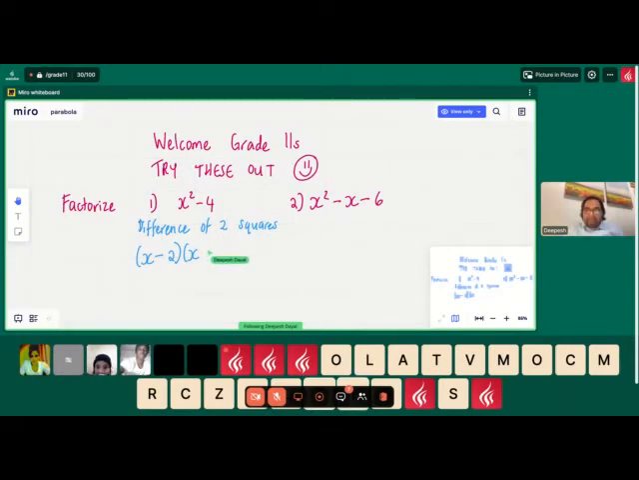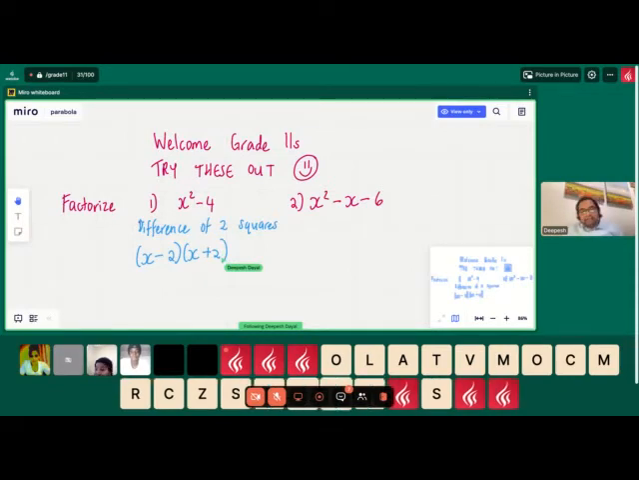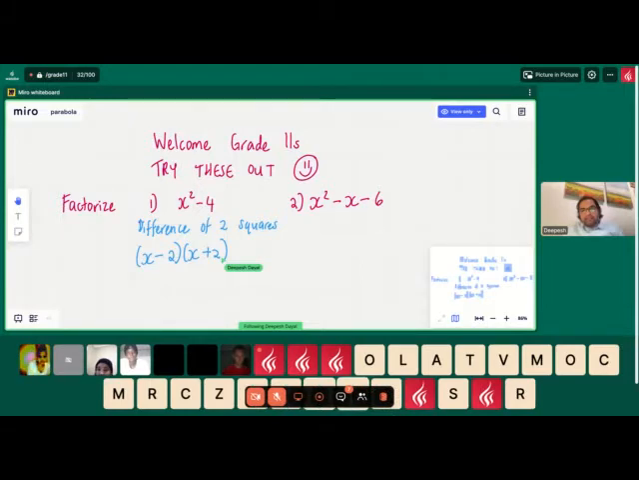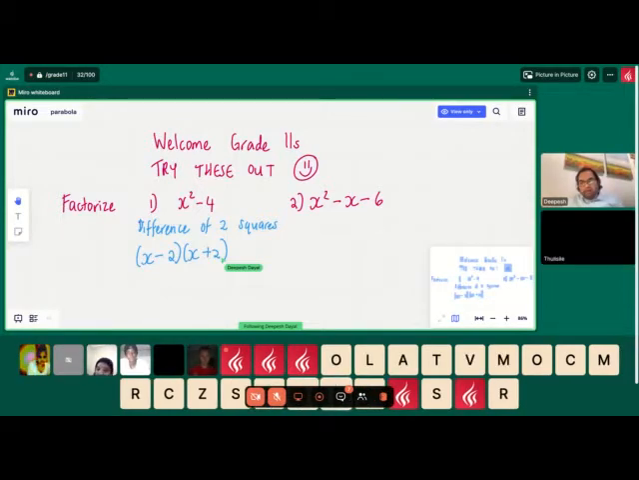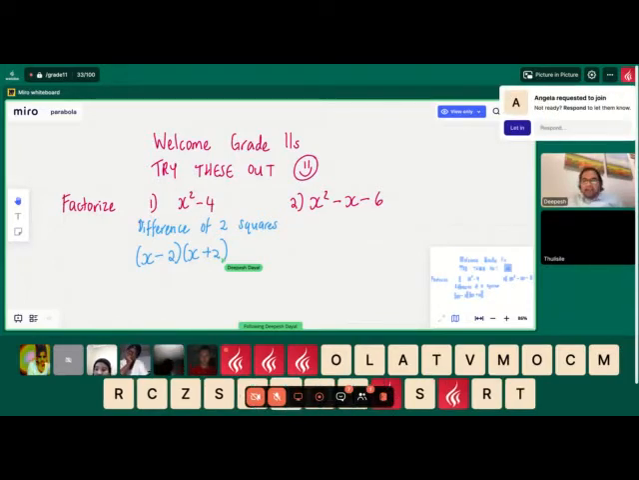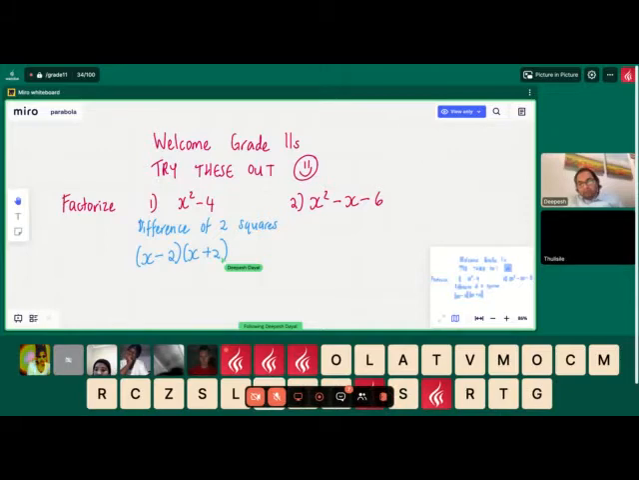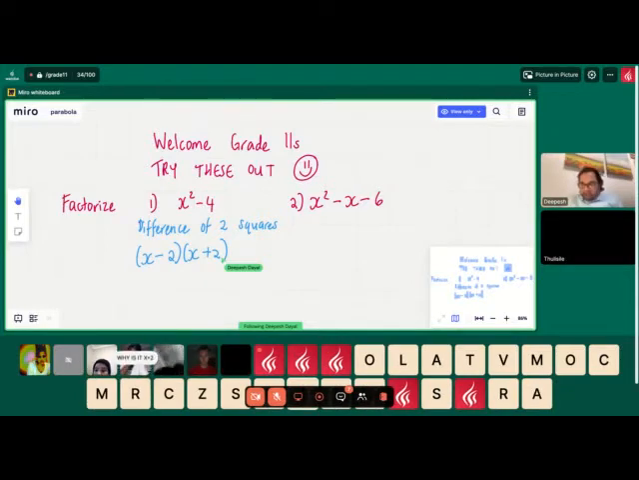Once again, if you can mute your mics, please, that would be great. So the first one is x minus 2, and the second bracket is x plus 2. So we've factorized it, and we've formed two brackets with the difference of two squares. You can let me know how you find this one. Was this okay? Do you understand the difference of two squares? You can show a thumbs up if you're understanding, or use a different emoji if you're not.